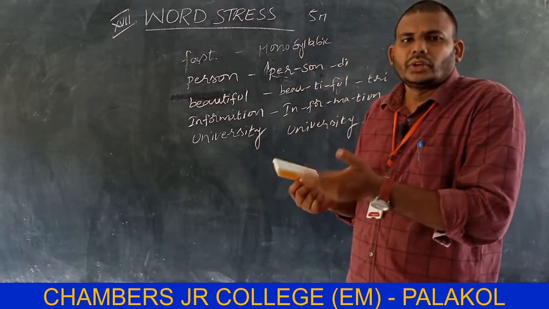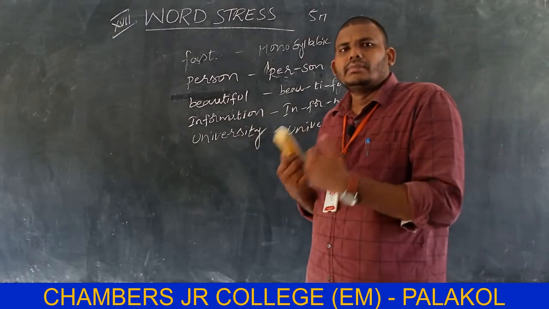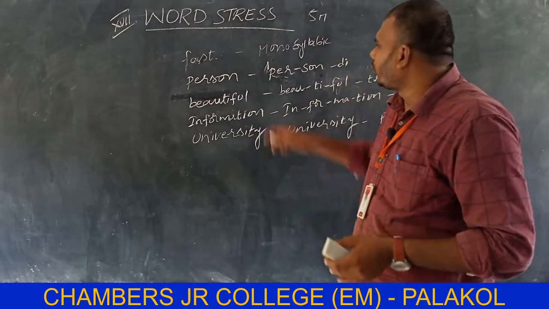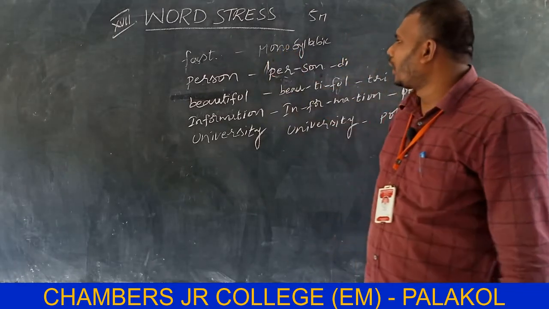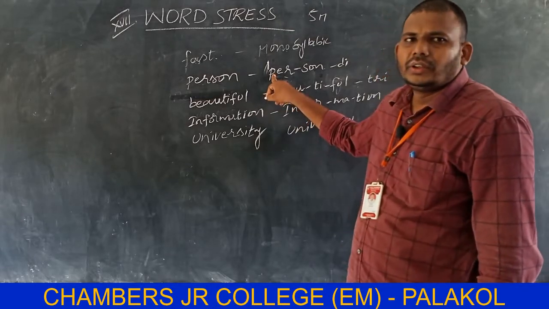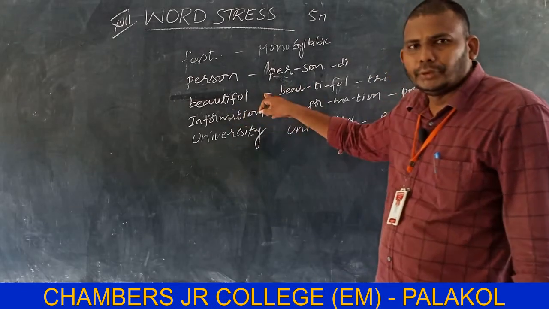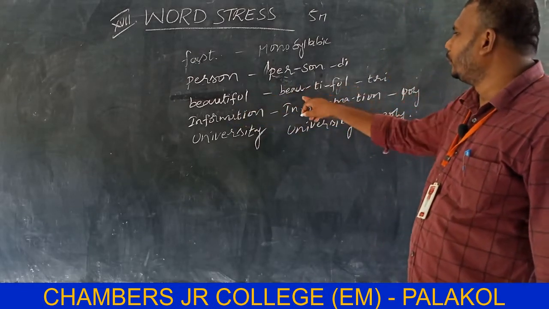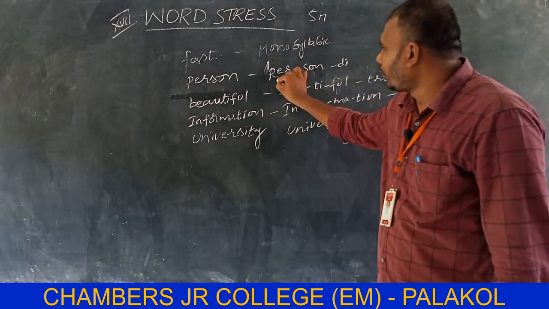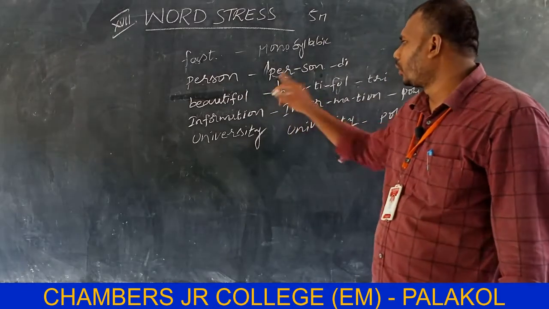A syllable sometimes has 4 or 5 letters also. But whatever the number of letters a syllable has, it doesn't matter. We just put a vertical bar on the first letter of the stressed syllable, right? And see the third example, beautiful. Here, of these 3 syllables, we are stressing the first one. So that's why we are putting the stress mark on B.